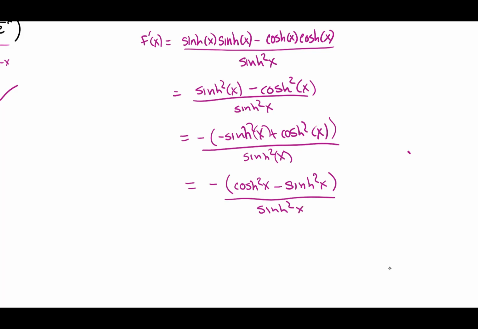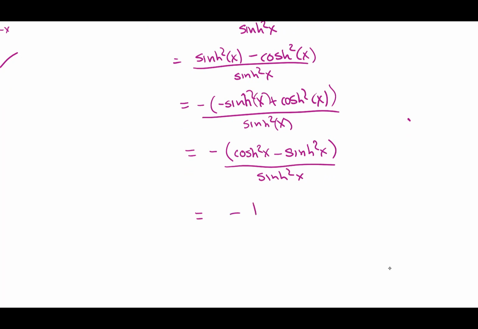And cosine squared minus sine squared, hyperbolic of course, is equal to 1. Hence we have -1 over sine hyperbolic squared of x, which is equal to negative cosecant hyperbolic squared of x. We did it.